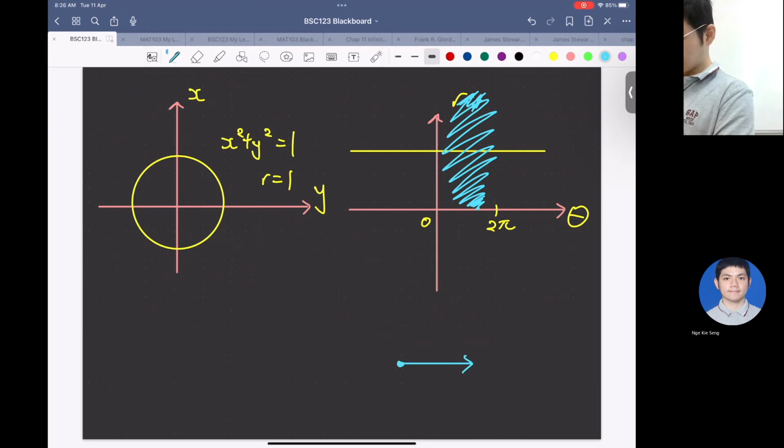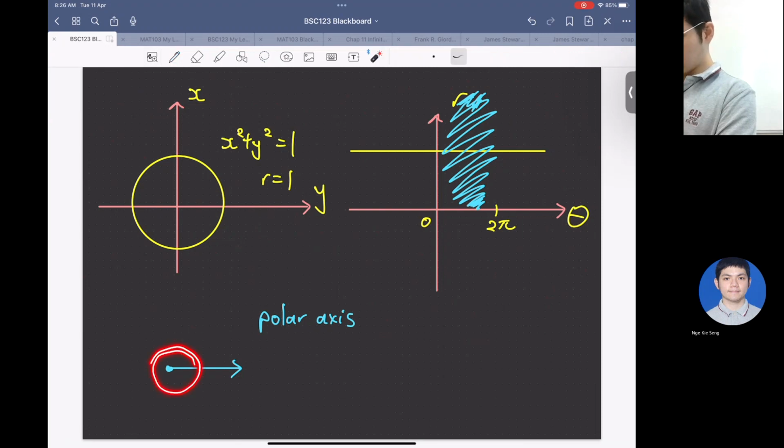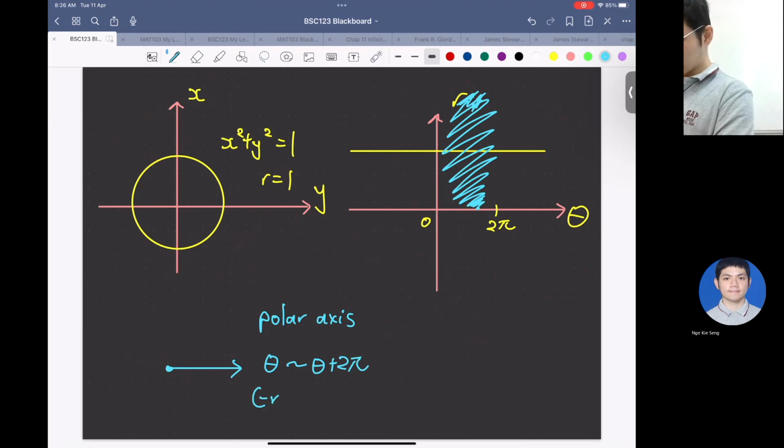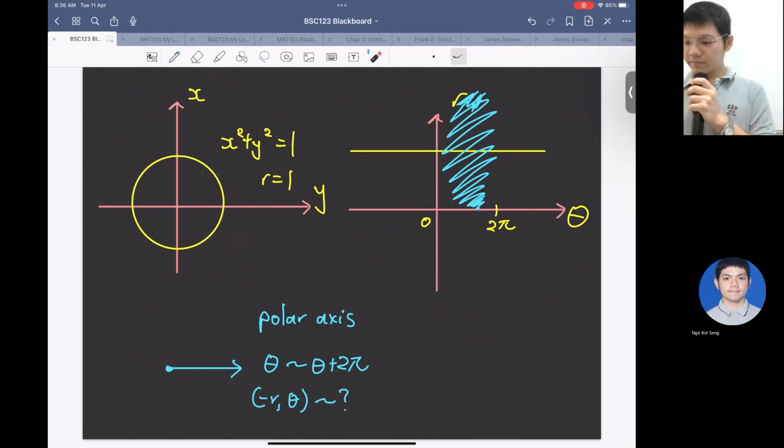Because if you use the polar axis, your angle keeps going on and on, right? And then your polar axis can go to the other side as well. So in your mind, you should identify some points together. In particular, you should identify theta and theta plus 2 pi. And for minus r theta, you need to do some work to find what you need to identify. So in the polar coordinate, you get more points.